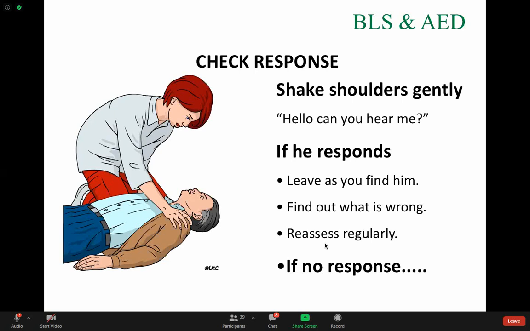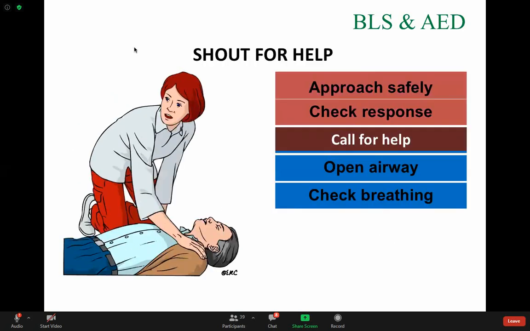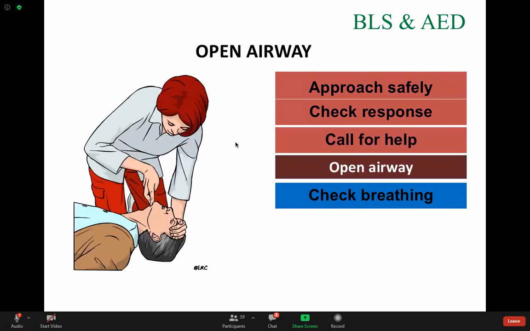If no response from that victim, then you're gonna call for help, call 911, and then wait for them until they come. While you're waiting and he's not responding, what kind of intervention is she doing to that victim? What do we call that?